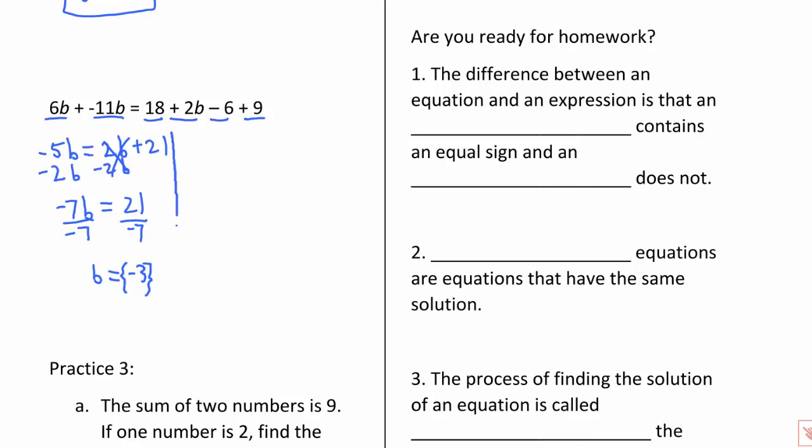Now, to check this, we can always plug this back into the original problem. So it gives me 6 times negative 3 plus negative 11 times negative 3 is equal to 18 plus 2 times negative 3 minus 6 plus 9. Now on the left-hand side, 6 times negative 3 is negative 18. Negative 11 times negative 3 is positive 33, so that's plus 33, is going to be equal to, I'm going to do the multiplication first. 2 times negative 3 is negative 6, so that's 18 minus 6 plus 9.